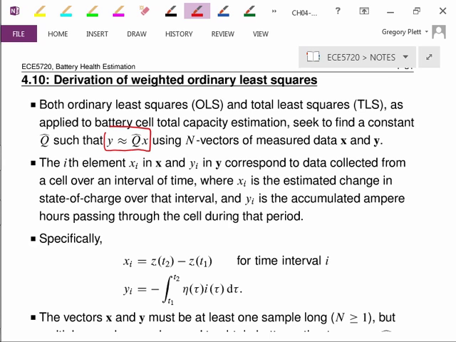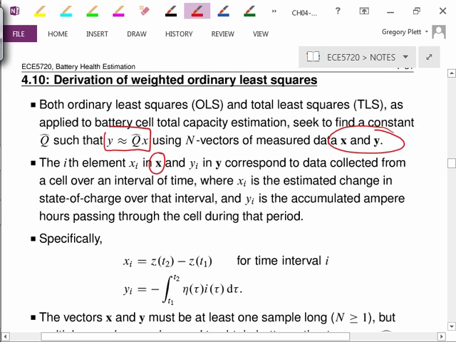We are going to be using vectors of data. Now, ultimately, we hope to come up with a recursive method so we don't have to store these vectors, but at least in principle, mathematically, we're thinking about using vectors of measured data, x and y. And here, at least for the rest of the chapter, I'm going to use a boldface x and a boldface y to indicate that I have vector quantities as opposed to scalar quantities only.